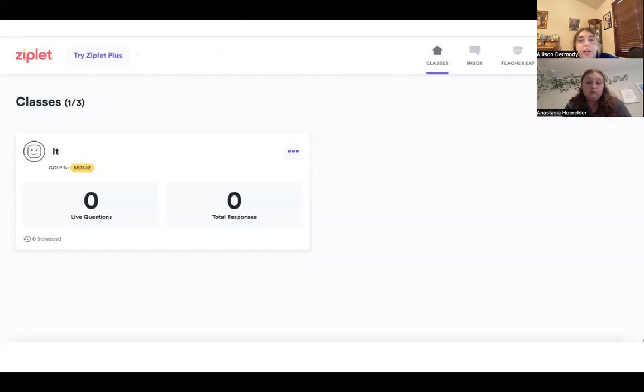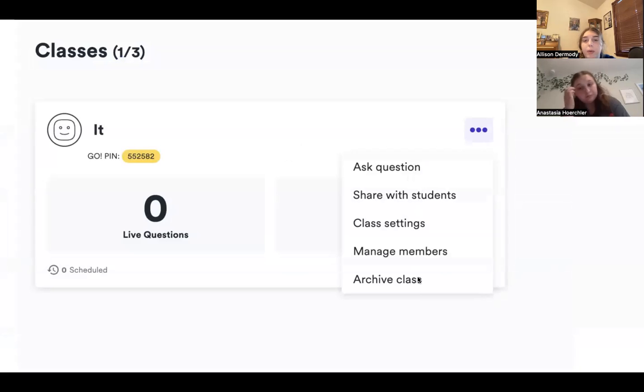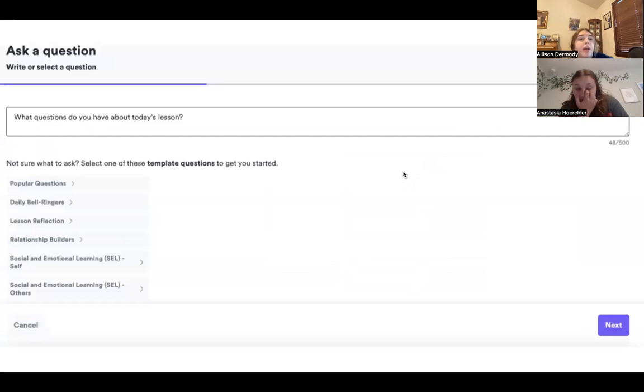When you log in, it goes to this page for the teacher, and you can assign whatever class it is. Right now there's nothing on there because she hasn't asked a question yet, but you're going to click on these 3 dots and this is going to pull down. We're just going to go to Ask a Question. As an example, we wrote, what questions do you have about today?